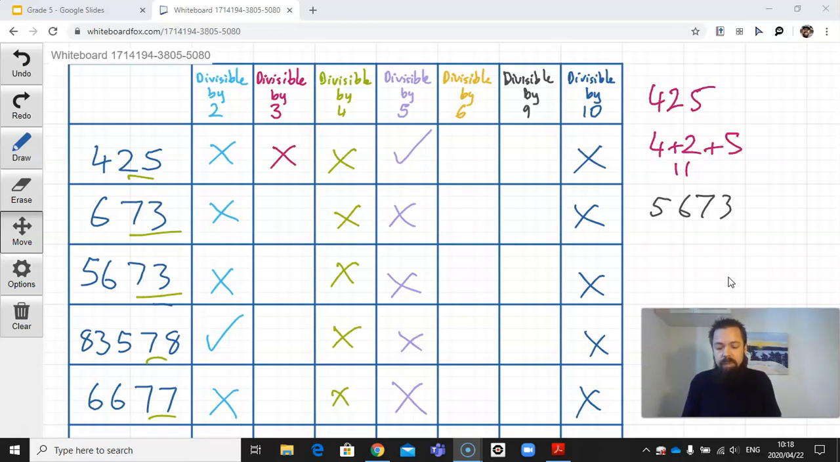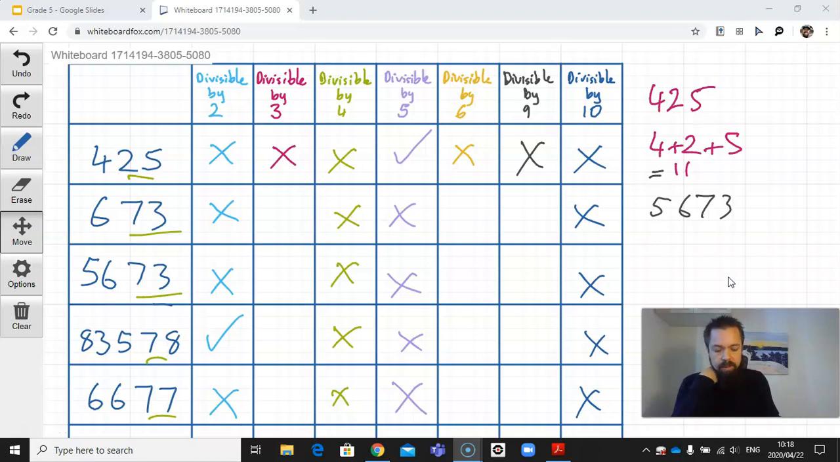And if it's not divisible by 3, I know it's not going to be divisible by 6. In fact, I also know it's not going to be divisible by 9, but let's check it anyway. If we look, we've already added it up to get 11. 11 isn't in the 9 times table, so that number, 425, is not divisible by 9 either. Sure, it looks like such a nice number, but none of those other ones fit into it.